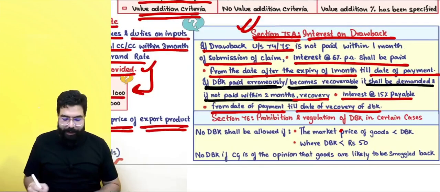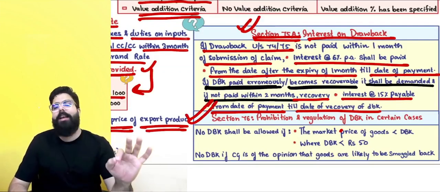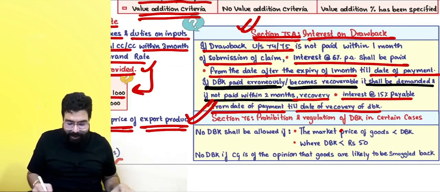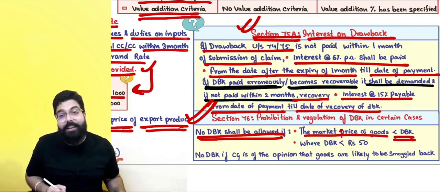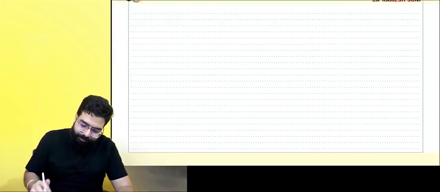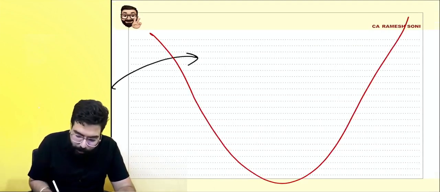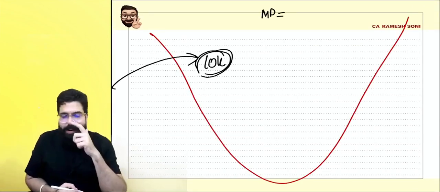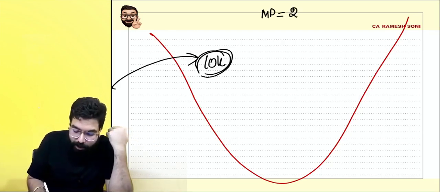Got it, sir? Next, Section 76 is applicable for Section 74 and Section 75 both. It says no DBK shall be allowed if the market price of the goods is less than the DBK. For example, I imported a mobile phone for 10,000 rupees. Today, the market price of this mobile, because the mobile is very old, is only 2,000 rupees.